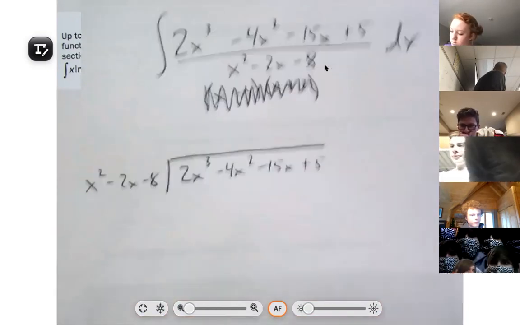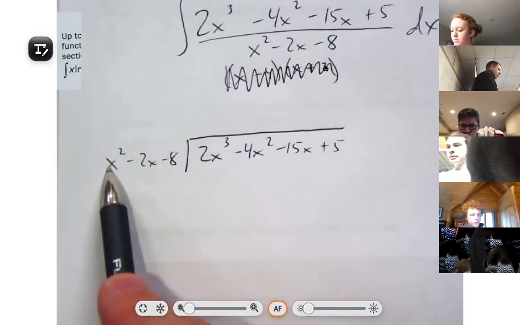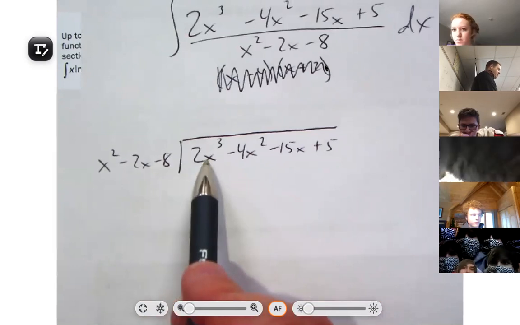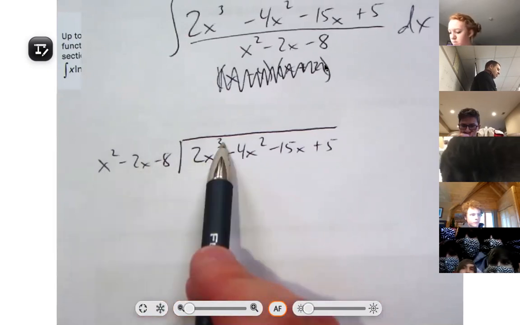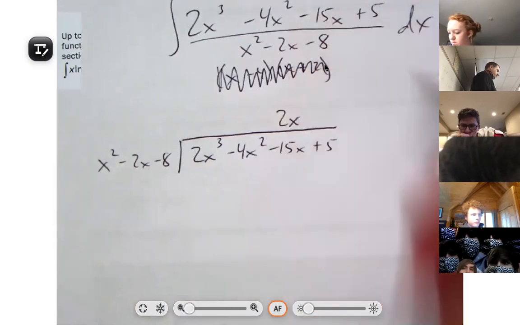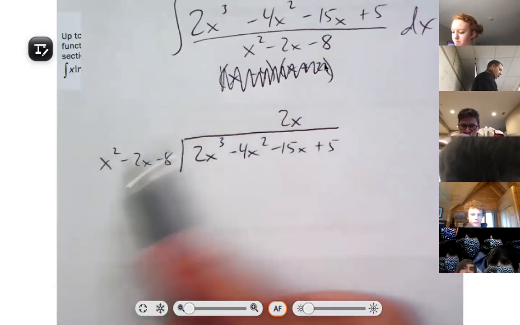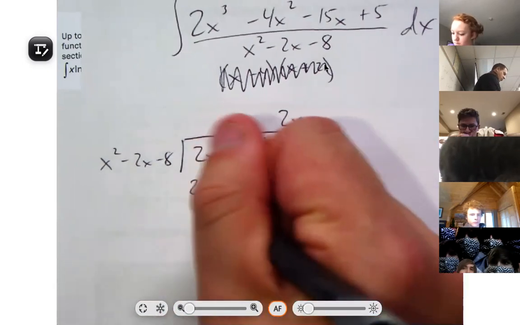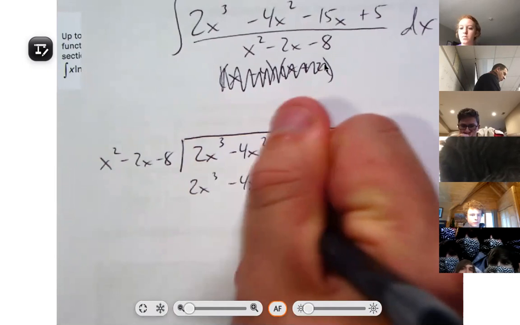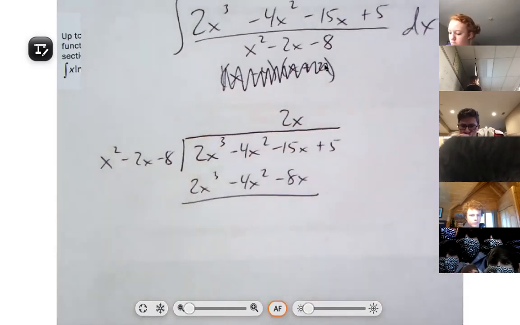Just to refresh your memory, when you do long division, you do first term divided by first term. When you do the division part, you only focus on the first terms. So 2x cubed divided by x squared is 2x. So that's where that 2x is going to come from. Then multiply the 2x through. So 2x cubed minus 4x squared minus 8x. And then I subtract straight down.